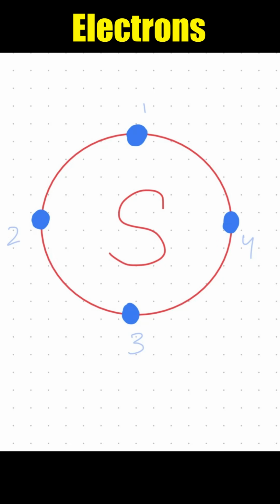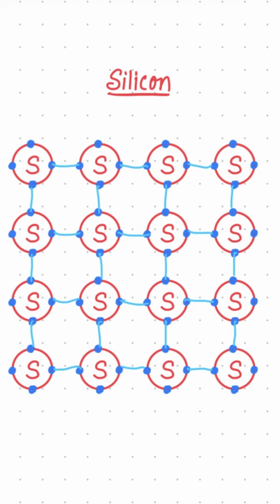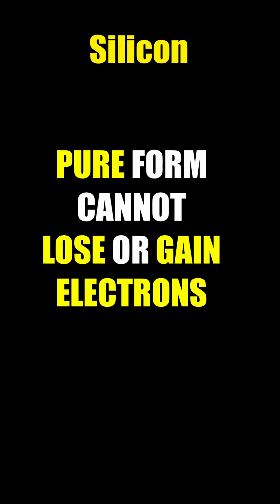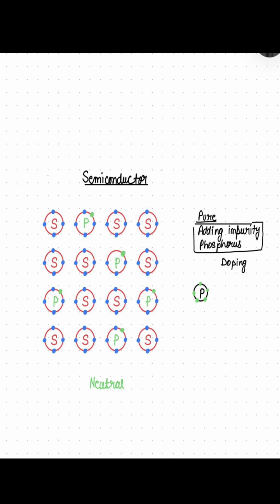It has four electrons in its outermost shell that let it make bonds with four other silicon atoms. In its purest form, it can't lose or gain electrons and works like an insulator. To conduct electricity, we have to add some impurities like phosphorus, and it's called doping. We add some phosphorus to silicon.